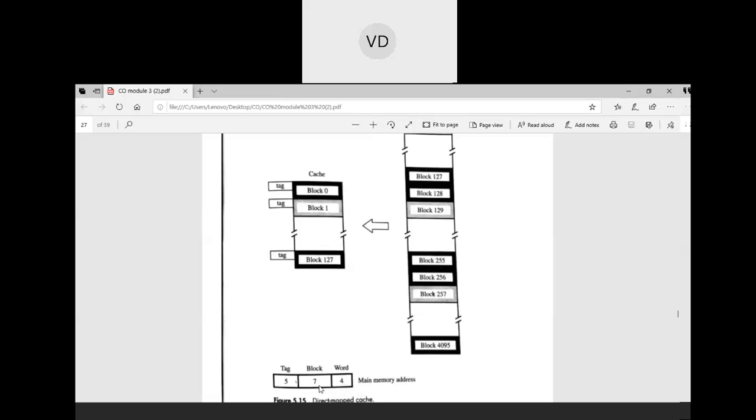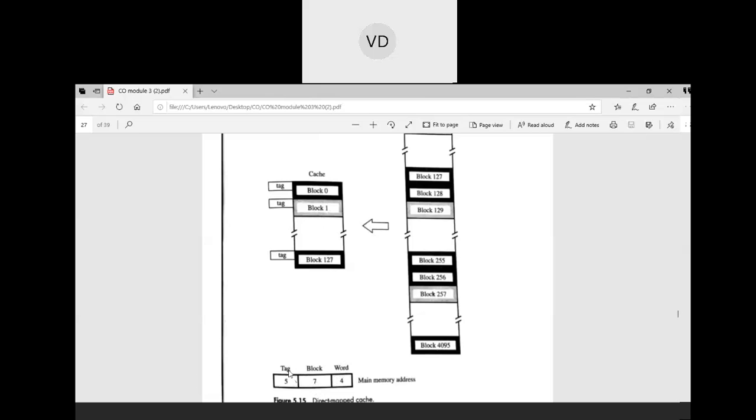Next, coming to the block. In the cache memory there are so many blocks. Out of these, which block the data is present in is given by the 7 bits. This 7-bit address tells you, among all the 128 blocks, which block I have to select.